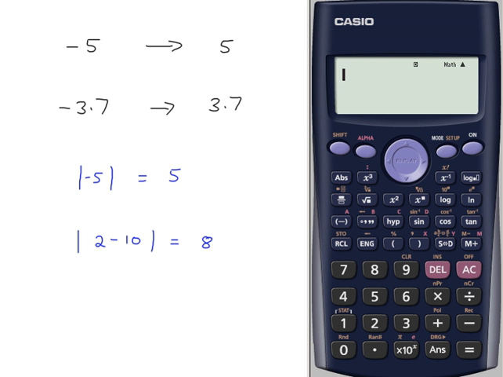Your calculator also has the modulus function here. It's this key. It says ABS, or the absolute value of something. Reset the calculator first. Shift 9 3 equals.